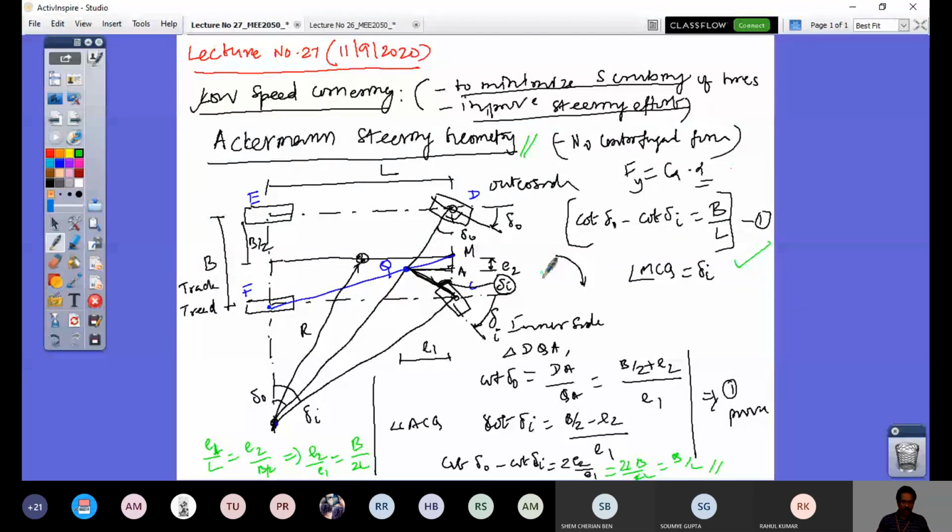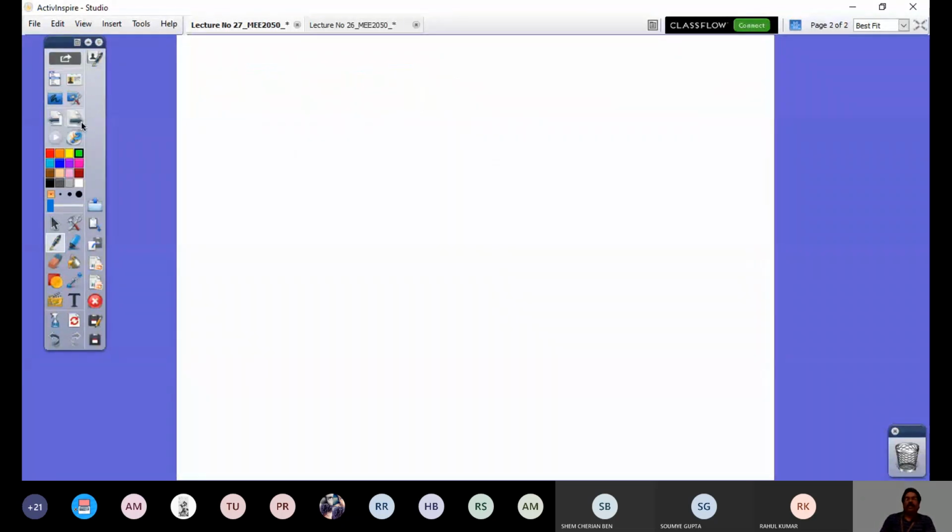So now how do you get this graphically? What is the error involved? If this Ackermann steering angle is made in a given vehicle, you will have your variations. For example, let me just compare this variation of steering angle. Now let me take on the x-axis delta I, and on the y-axis delta naught.